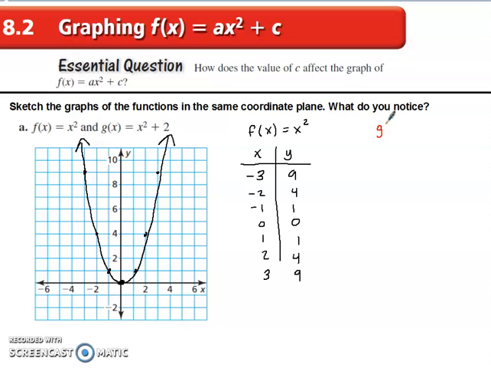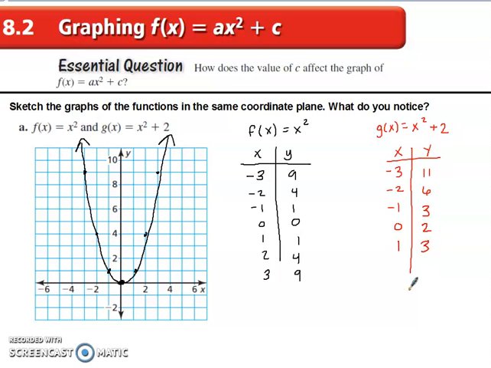So now for g of x, it equals x squared, so all the same numbers I had before. But now we are going to add 2 to all of them. So I'm going to have my x and my y. When I input a -3, the x squared, just like before, is 9. But now we're adding 2 to that to get 11. For -2, my x squared is going to be 4, just like before, except now we're adding 2 to get 6. -1 used to give me a 1, but now I'm adding 2 to that to get a 3. 0 used to give me 0, but now I get 2.